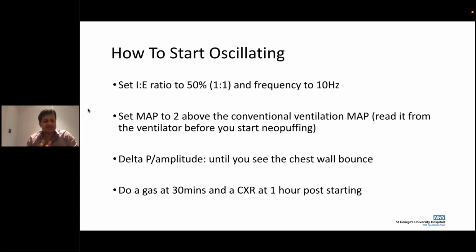So how do we set things on high frequency? Basically, your I:E ratio in most ventilators would be 1:1 or 50%, depending on which ventilator you use. A common start point of frequency would be 10 Hertz. If you're converting from conventional ventilation to high frequency, have a look at the mean airway pressure, and the general start point will be an additional 2 to your conventional ventilation. So let's say on conventional ventilation your mean airway pressure was 13, you add another 2 to go up to 15, and that would be a start point.